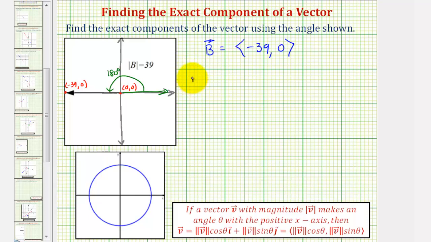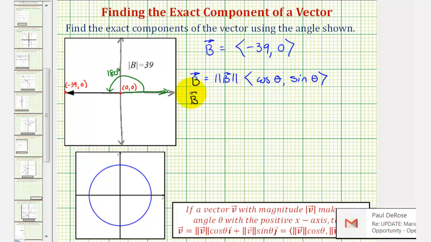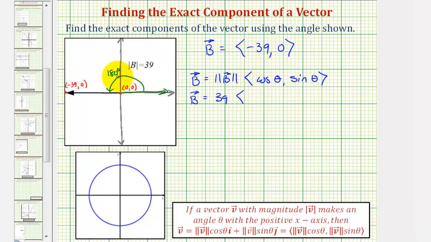Let's write this as vector b would be equal to the magnitude of vector b times a unit vector with an x component of cosine theta and a y component of sine theta. Well, we know the magnitude is equal to 39. We also know a possible angle for theta would be 180 degrees. So we could have cosine 180 degrees here, comma, sine 180 degrees.